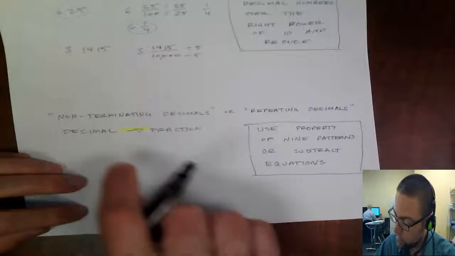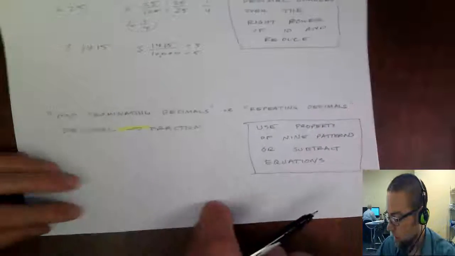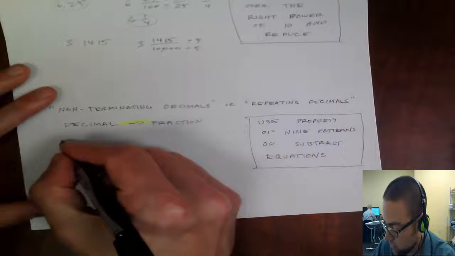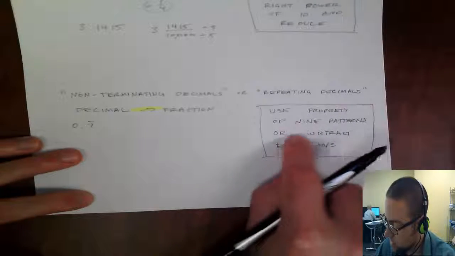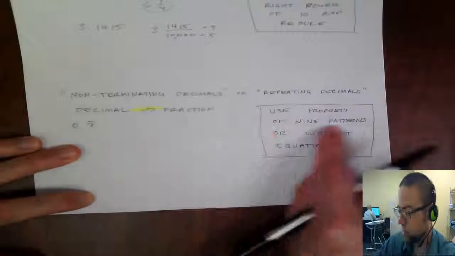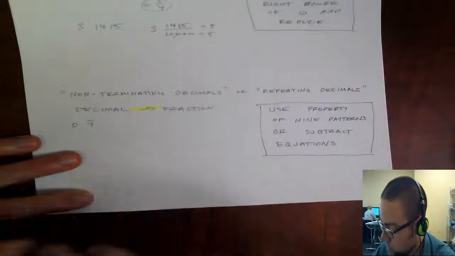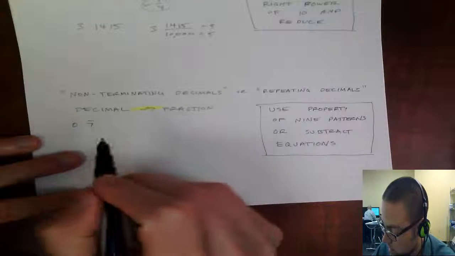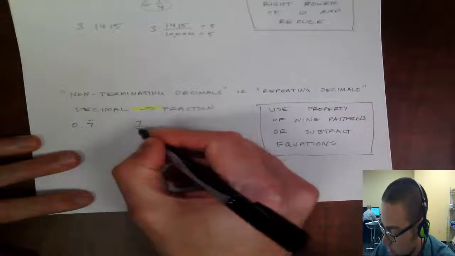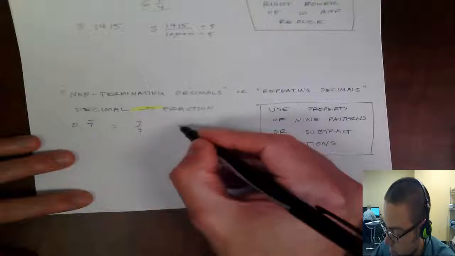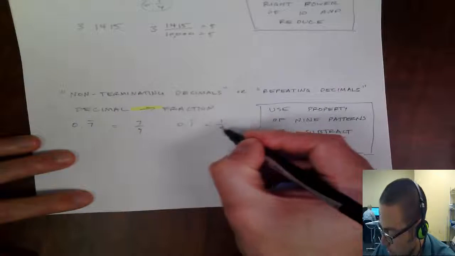Now, if they are repeating decimals or non-terminating, it means they continue. So, like if we have 0.7 repeating, right? There's two ways that you can do that. It's using the property of 9 patterns. I'll show you that every time that it's just a single digit repeating, you can put it over 9. So this would be 7/9. And if it was 0.1 repeating, it would be 1/9.